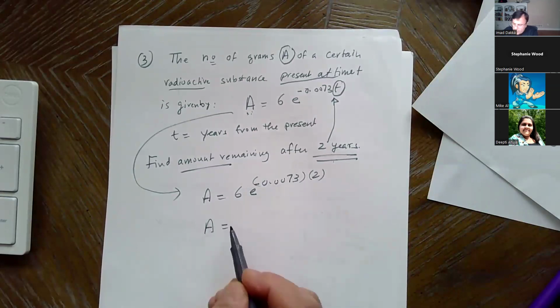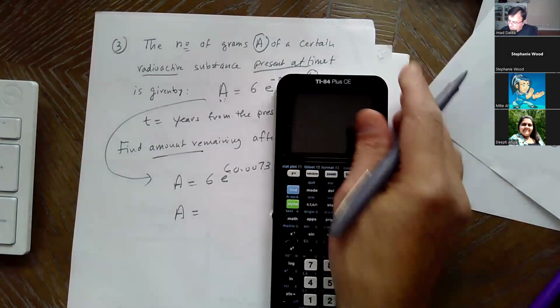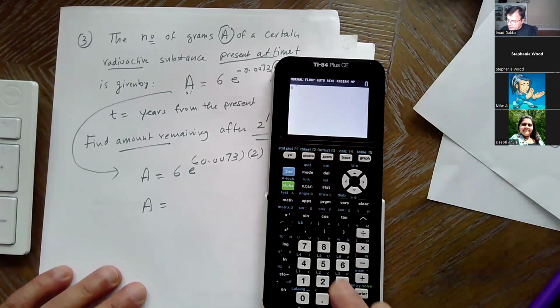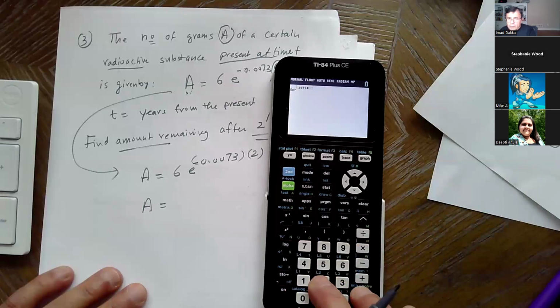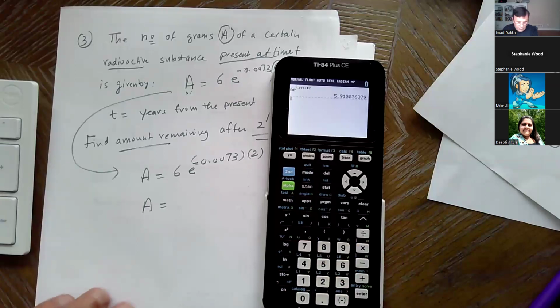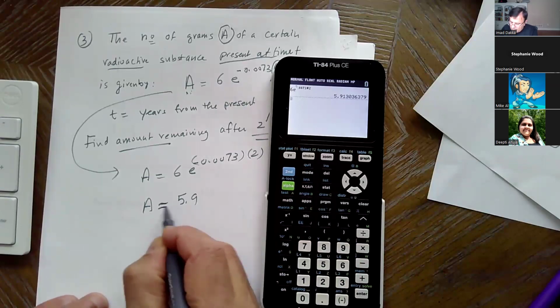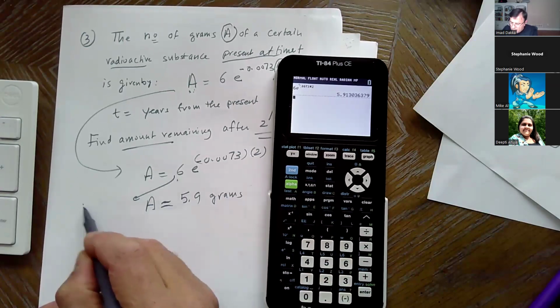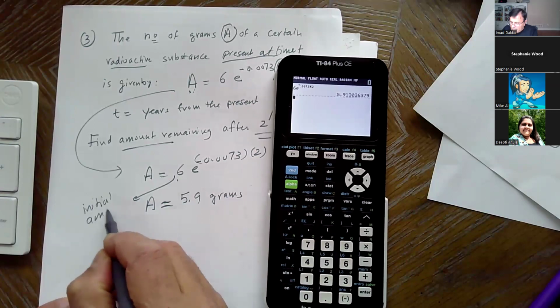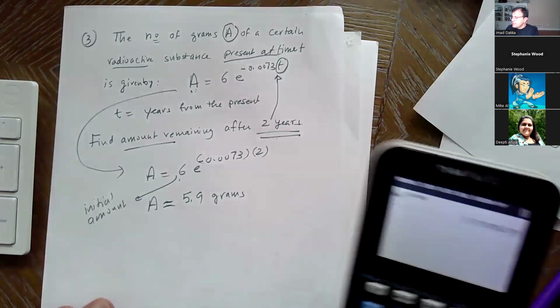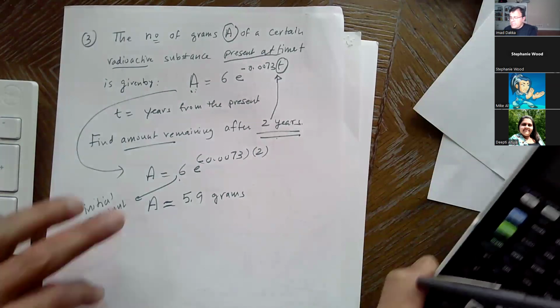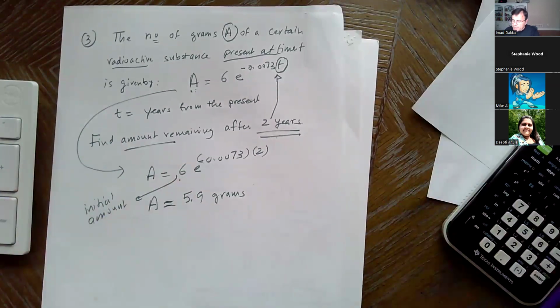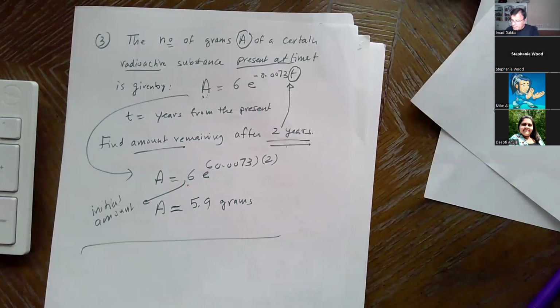And if you put this in your calculators, so 6e to the power negative 0.0073 times 2, and that's 5.9 grams almost. Okay, that's the amount remaining after 2 years. You start with 6, that's your initial amount. And it's a radioactive substance, so it decays. So it decays from 6 grams to 5.9 grams in 2 years. That's what we just did, okay?